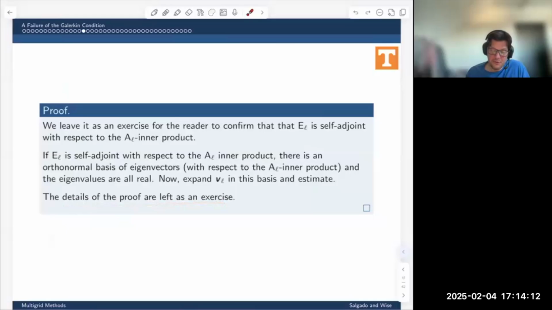So there's really two main things to do. This one I claim is done or almost done based on work that we did previously in the chapter. And then the only thing that you have to do, which is new, is to expand this VL in the basis of eigenvectors and estimate. Okay, so I'm going to leave those details as an exercise.